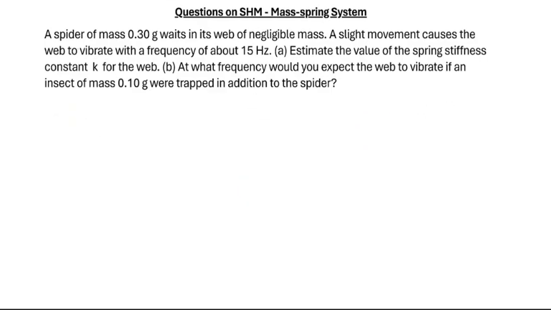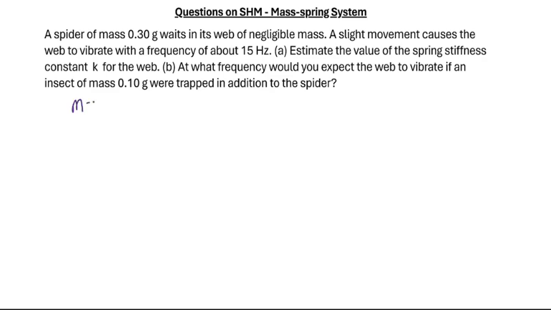Now the next question: a spider of mass 0.3 gram weighs in its web of negligible mass. A slight movement causes the web to vibrate with a frequency of about 15 Hz. Estimate the value of the spring stiffness constant for the web. At what frequency would you expect the web to vibrate if an insect of mass 0.1 gram were trapped in addition to the spider? Now, if we want to solve this type of question, we list out our parameters since we have understood what is going on in it.